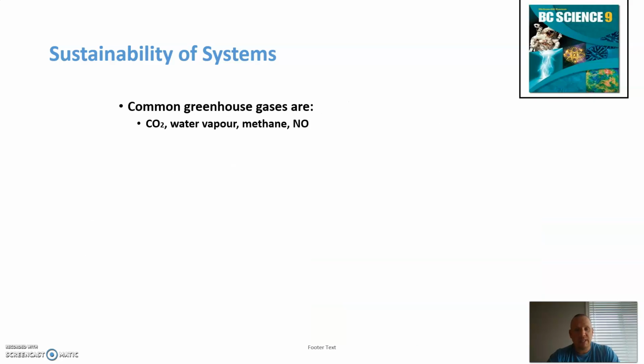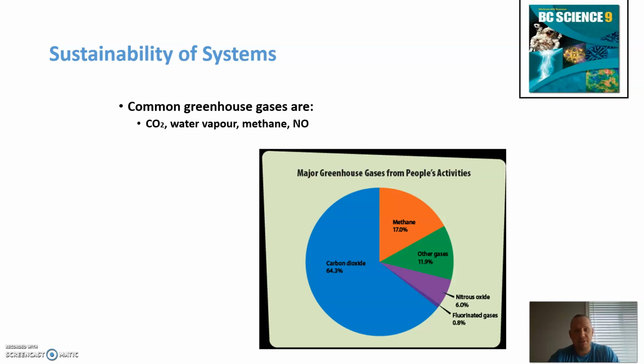So the common greenhouse gases are, the big one is CO2, carbon dioxide. Water vapor is another common greenhouse gas. We can't do anything about that. And actually, the Earth has always had kind of a natural greenhouse effect from water vapor in the atmosphere. But methane and nitrous oxide, those are other ways we're adding greenhouse gases to the atmosphere. So here you see most of the greenhouse gases from human activities, though, is carbon dioxide.